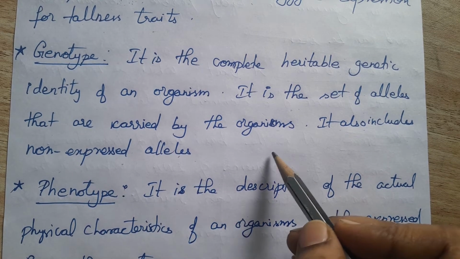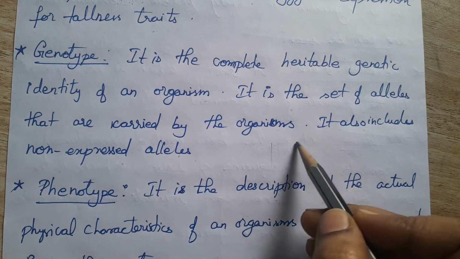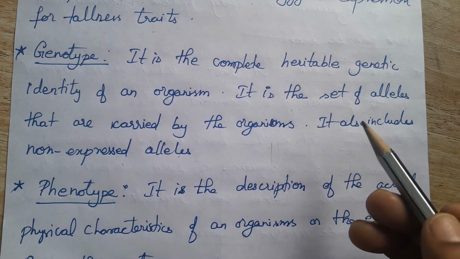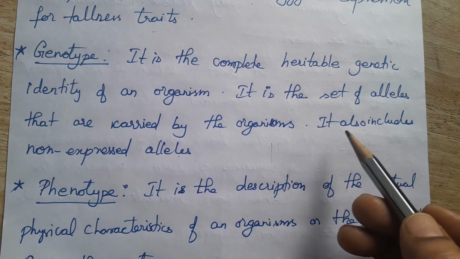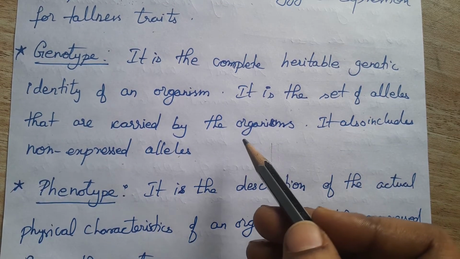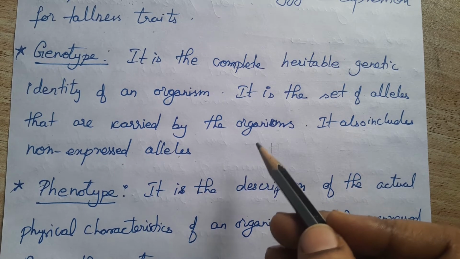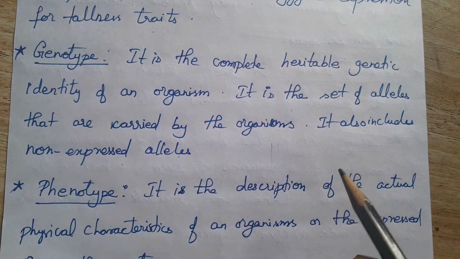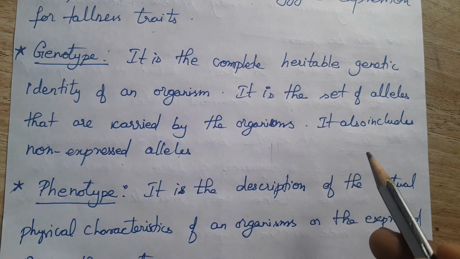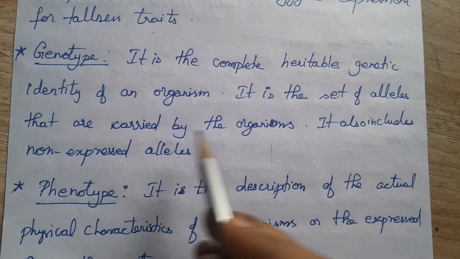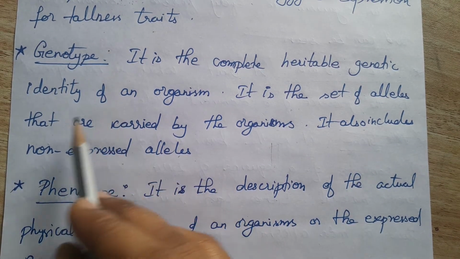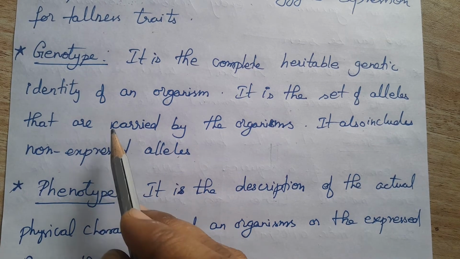Dominant alleles will express, and we can see the physical form in a visible form. It also includes the short form: recessive allele traits will also be there, but they are not visible. Together, everything we call genotype.